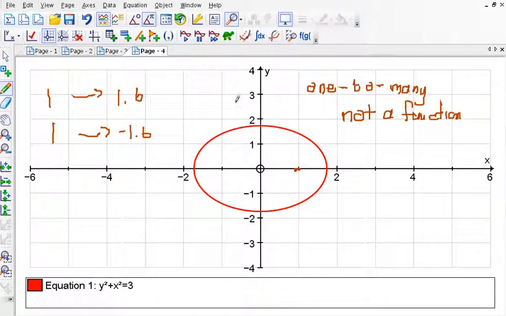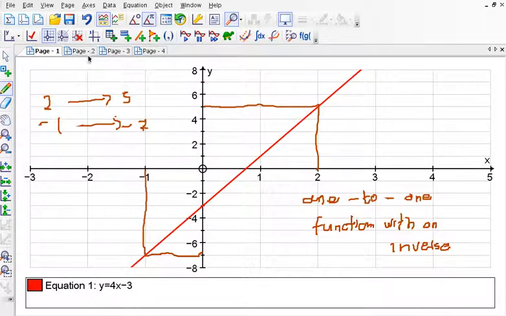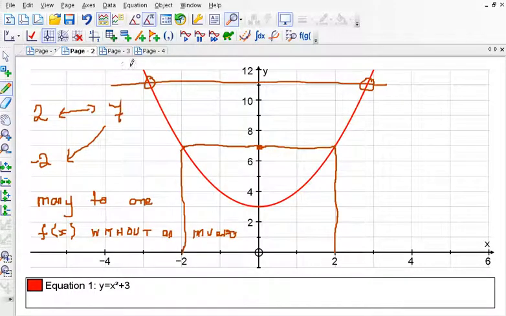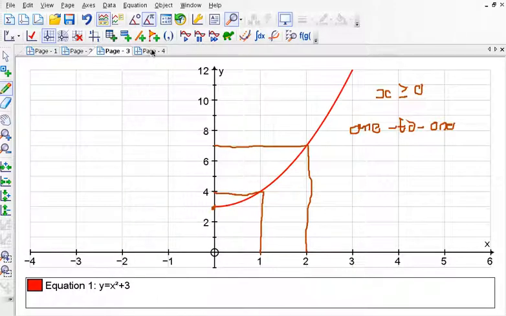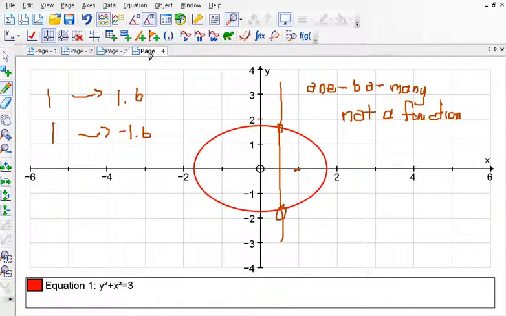And there's a simple test. If you're given something like this and you want to test, if you do a vertical line and it cuts through 2 points, then it's not a function. It's a one-to-many or a relationship. So once again, functions with inverses, one-to-one. Functions without inverses, many-to-one. One-to-one function with the domain cut, so it's got an inverse. And relationships, they're not functions.